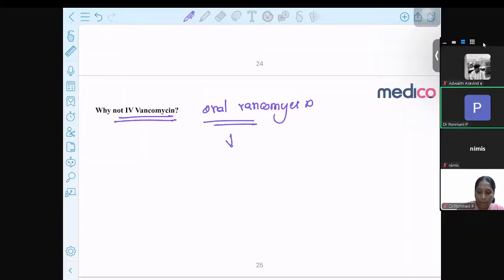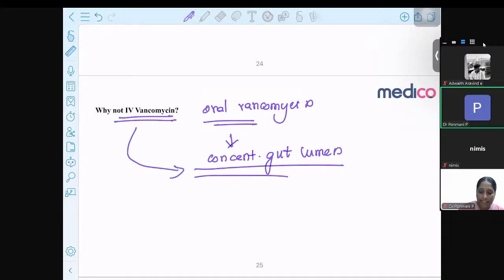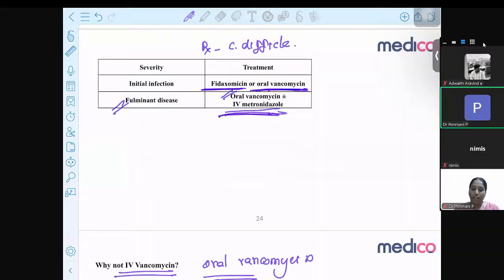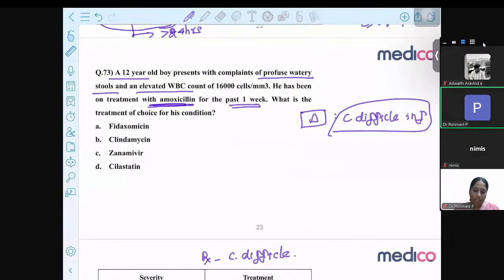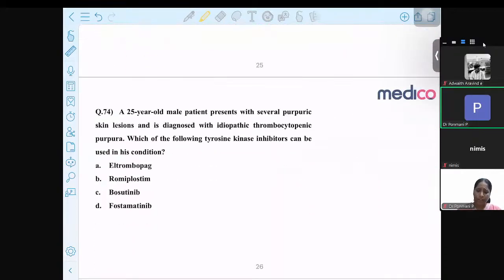Only oral vancomycin can get concentrated in your gut lumen. And that is why we are going for oral. IV doesn't concentrate in the gut lumen. Clear? So this is why we are using oral vancomycin for both the cases. So in this question, what is the answer? It is fidaxomicin. So remember, there are only 2 drugs, fidaxomicin and vancomycin. If it is fulminant, you are going to add metronidazole to it. And now coming to the next question.